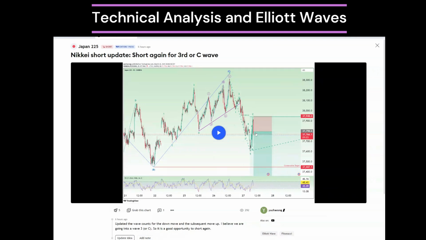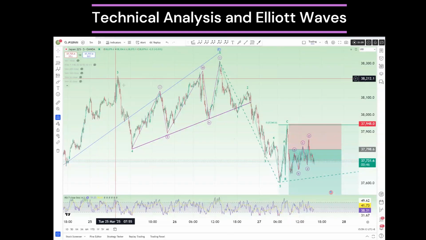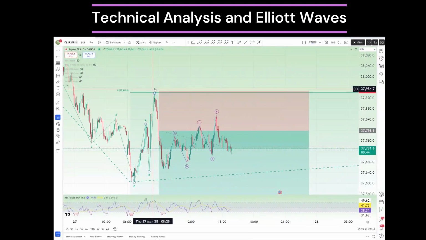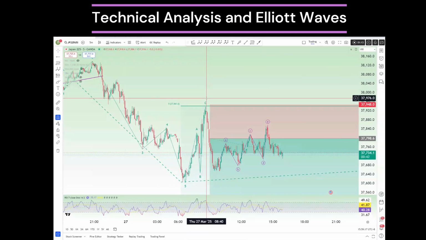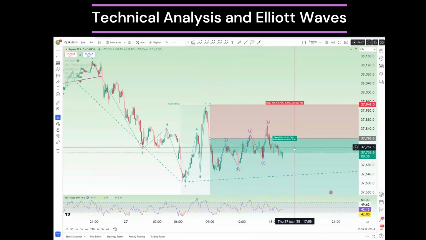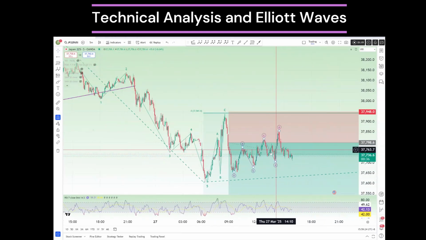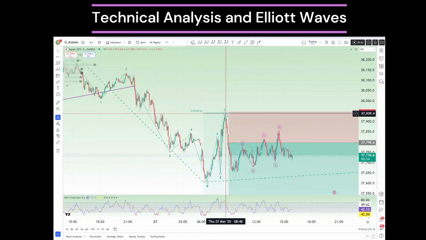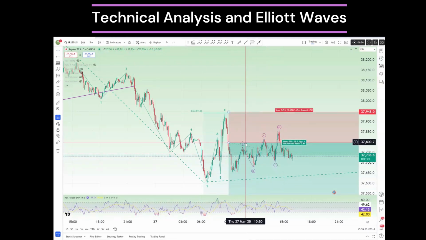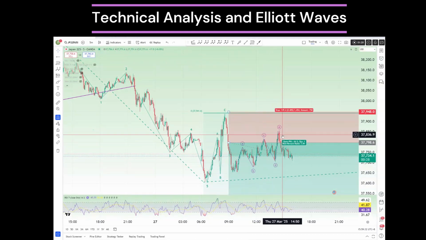So it's a good place to add on to a short if you haven't, or if you have closed out or don't have any position. And over here you can see this ABC as it was forming. What happens is that after this move down, there is this where I plotted A B C D E.